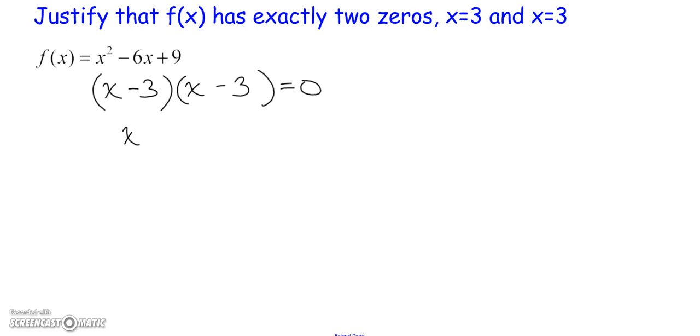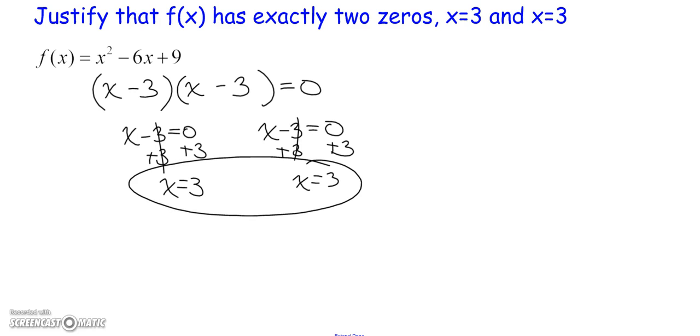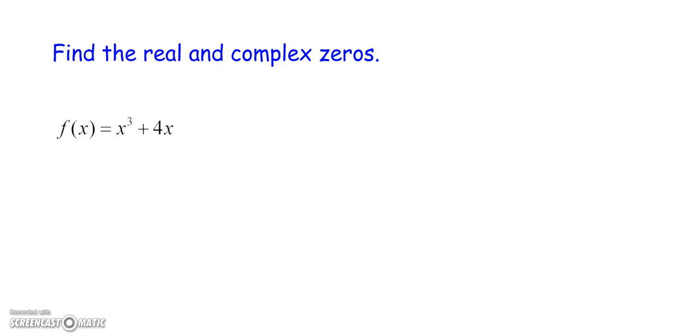Well, if I set my two equations equal to 0, using the zero product property, add 3 to both sides. Cross out. x equals 3 is one of your zeros. You have the same exact work here. You have x equals 3 as a 0 twice. You've shown it. Let's keep it rolling.